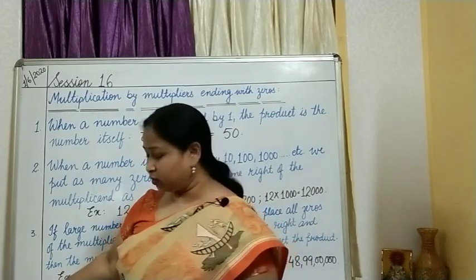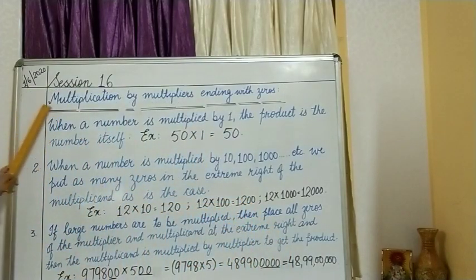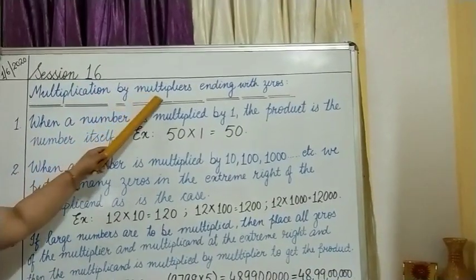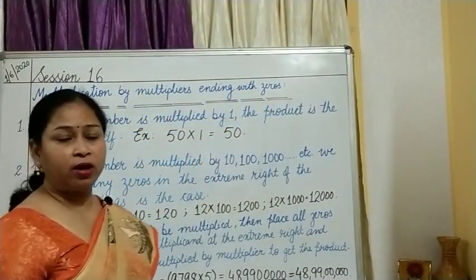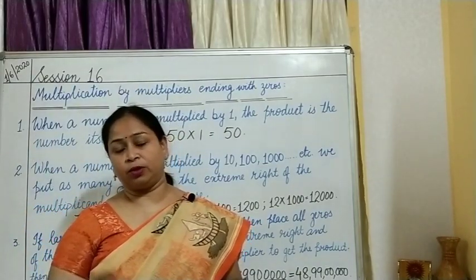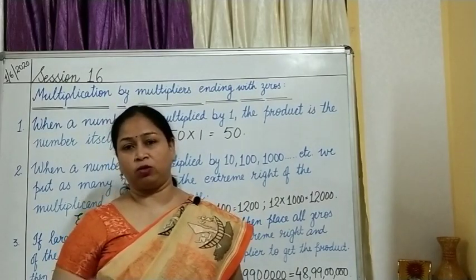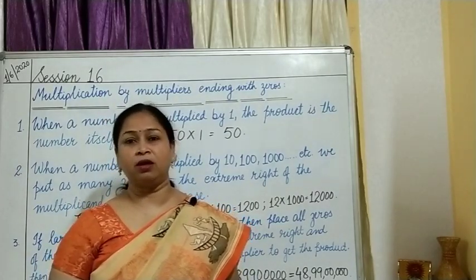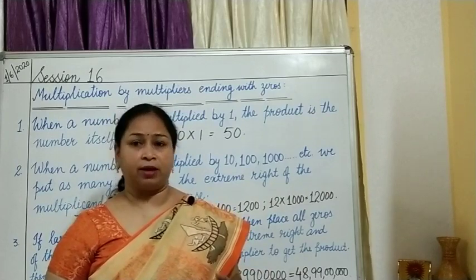Okay. So as you can see, the topic for today is multiplication by multipliers ending with zeros. If you are asked to multiply a number with another number, suppose 39 multiplied by 45 or 836 multiplied by 123, those types of exercises you have already done.